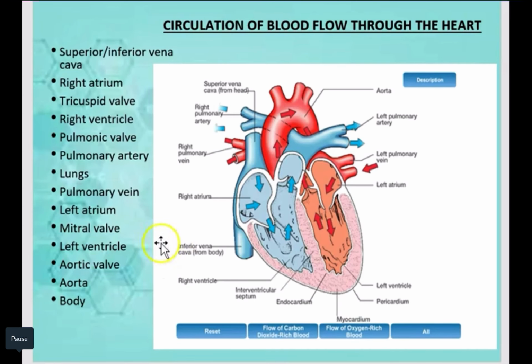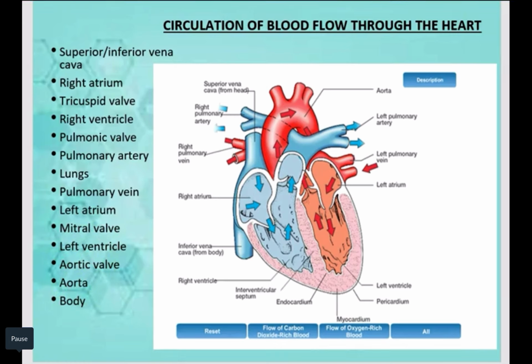So the blood comes into the heart through the superior and inferior vena cava. It goes to the right atrium, through the tricuspid valve, to the right ventricle, through the pulmonary valve, to the pulmonary artery, and then to the lungs where it drops off the CO2, picks up the O2, and comes back to the left side of the heart through the pulmonary vein, to the left atrium. There's a valve that separates the left atrium from the left ventricle called the mitral valve. And then there's a valve that separates the left ventricle from the rest of the body, the aortic valve, then the aorta, and then obviously the body. Very quick, right? I understand.